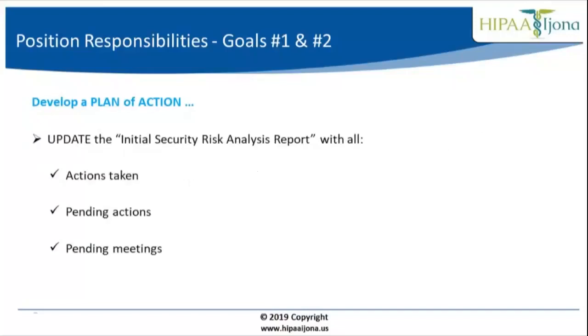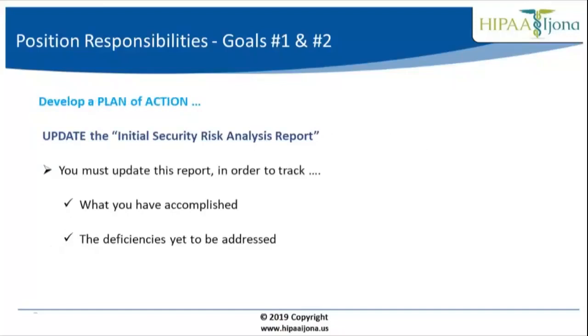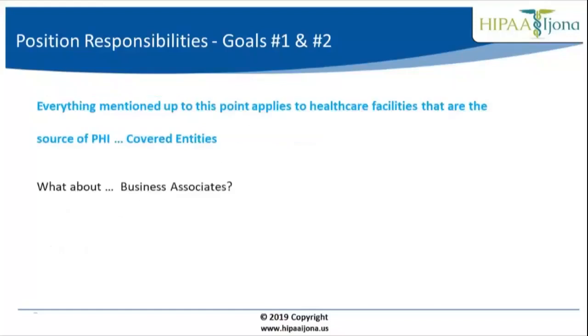You need to update the initial security risk analysis once you've taken any steps at all: actions taken, pending actions, or pending meetings. I'm going to talk about pending actions and pending meetings in a minute. But you've already had the initial security risk analysis, and you have taken some steps. Now what you need to do is update the security risk analysis with everything that you've done. You've got to update this report so that you can track what you've accomplished and you then know the deficiencies yet to be addressed. This is all part of the plan that we talked about earlier.